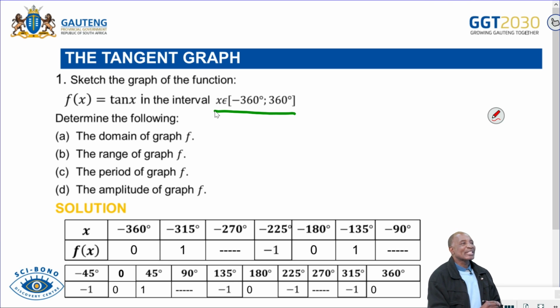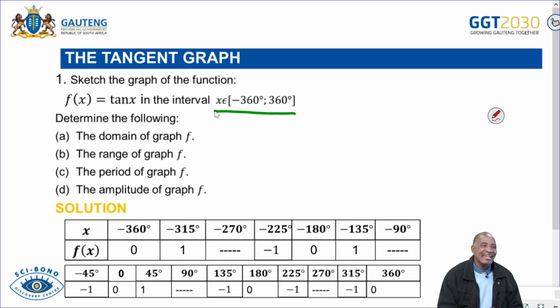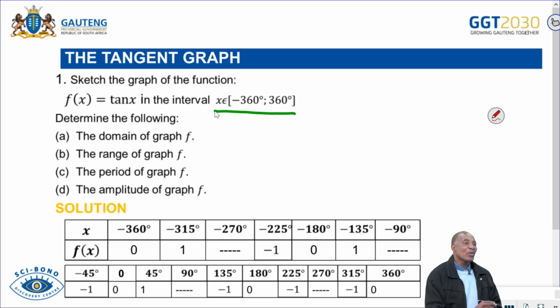Then you go to your table for function. You enter your tan x, just like before. Then enter, it will say start. You enter negative 360 degrees. Enter, it will say end. You end at 360 degrees.